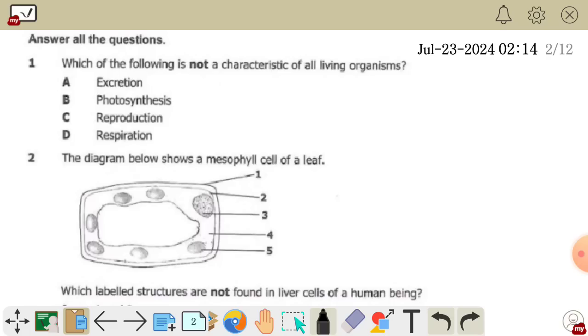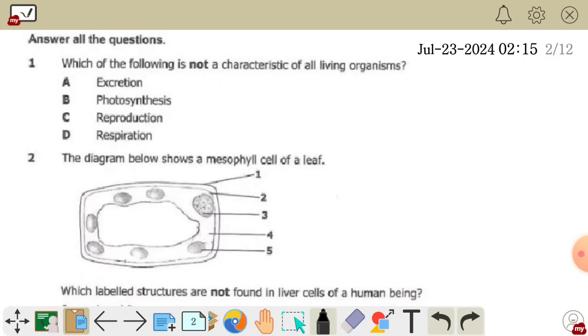Question 1 reads, which of the following is not a characteristic of all living organisms? A. Excretion, B. Photosynthesis, C. Reproduction, D. Respiration. So, among all these characteristics, the one which is not a characteristic of all living organisms is photosynthesis.